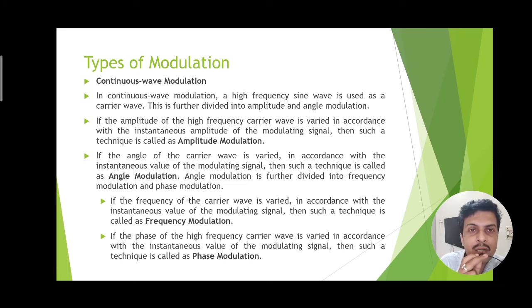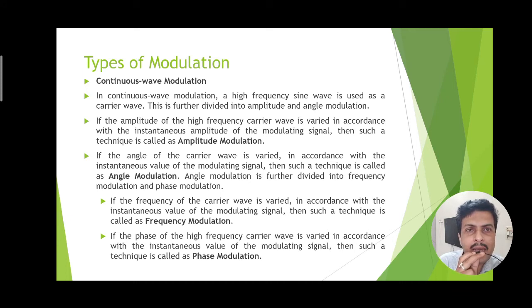Now, in which part of the carrier will the message be introduced? It may be amplitude, it may be frequency, it may be phase. So if the message signal is introduced into the carrier amplitude, that means if the carrier amplitude is varied according to the variation of the message amplitude with respect to time, then the resulting modulation system is known as amplitude modulation.